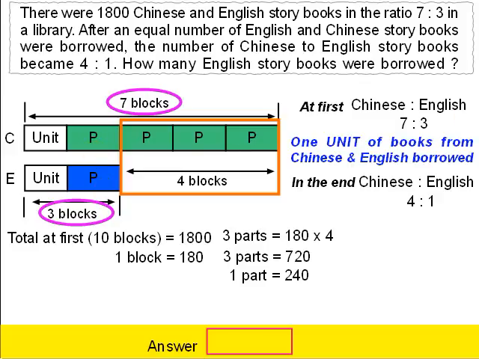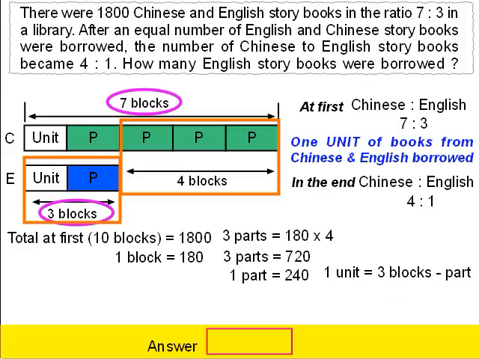English because it's shorter. When we pick out the English model over here, straight away we can tell that 1 unit plus 1 part is equal to 3 blocks. We want to find 1 unit. So 1 unit is equal to 3 blocks minus 1 part. 1 block is 180, therefore 3 blocks will be 540.